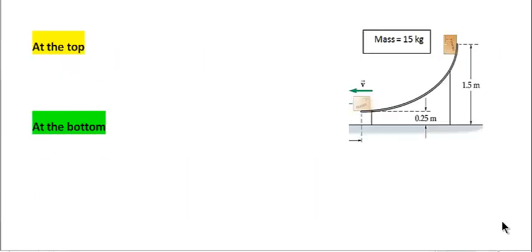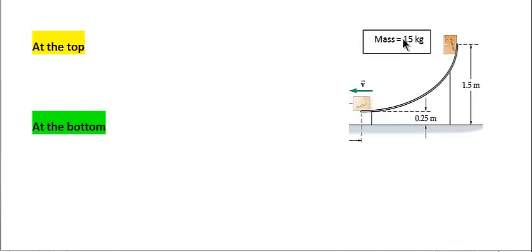In this problem, we are given a slide. The problem says that it's frictionless. I did not bother to write down the words, but I gave you the picture there. The top of the slide is 1.5 meters off the ground, right here. Bottom of the slide is 0.25 meters off the ground, right there. At the top, it has no velocity, so the problem told us. And it's asking for its velocity down here. It also told us its mass of 15 kilograms.